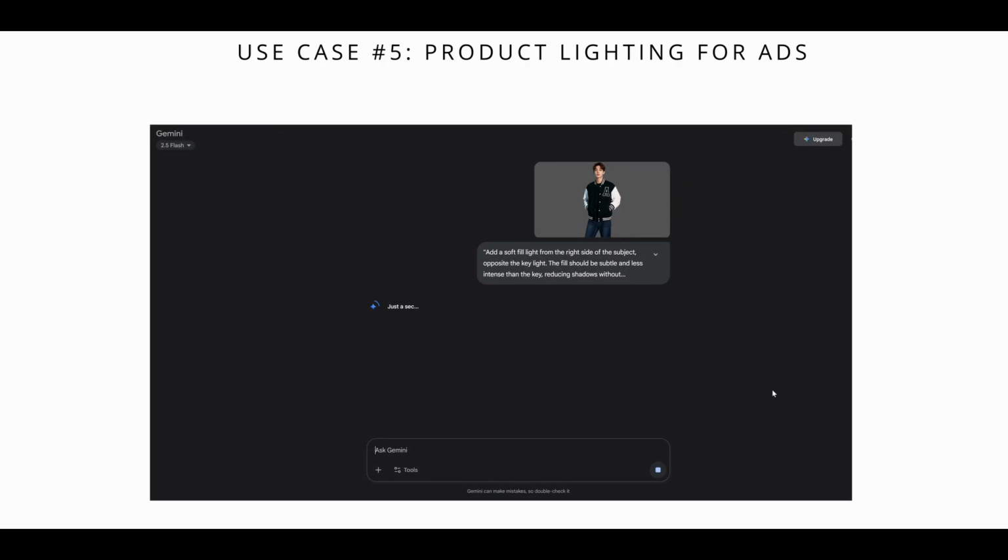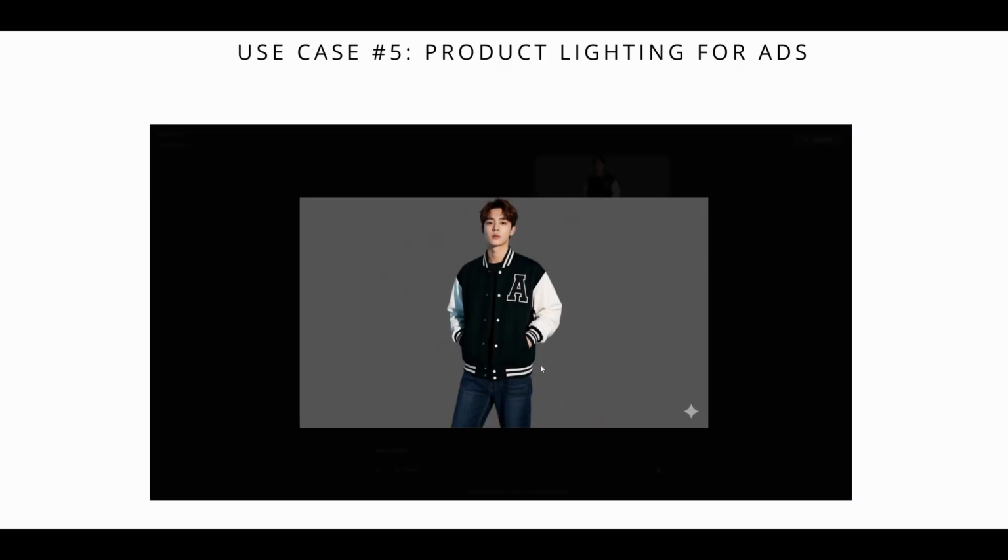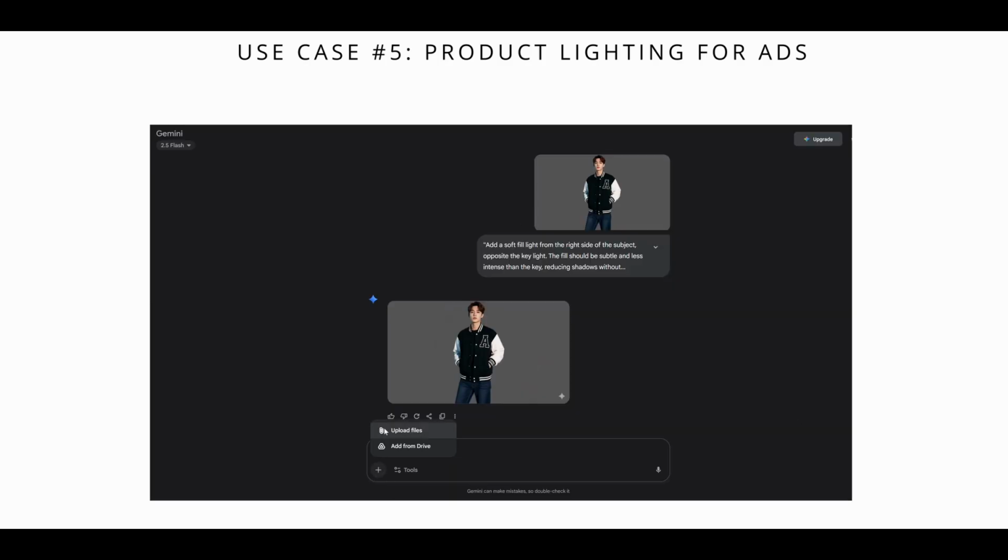Main key light. I prompted with main key light from left side, and here we go. You can see it nailed it. Soft light on one side. That's kind of cool. The next one is fill light. Again, it did a pretty good job. Here you can see a slight difference in the shadows, much more balanced.